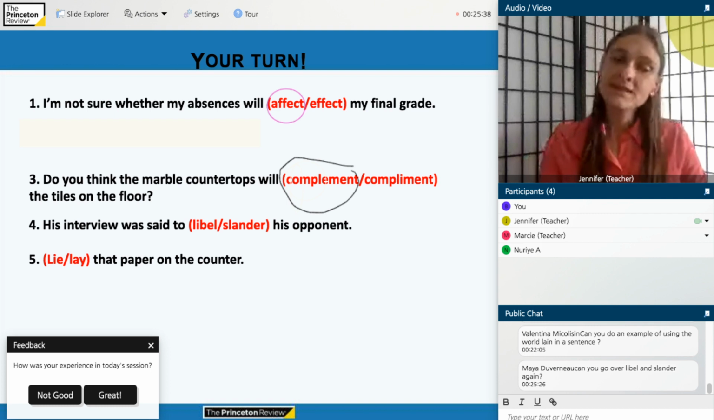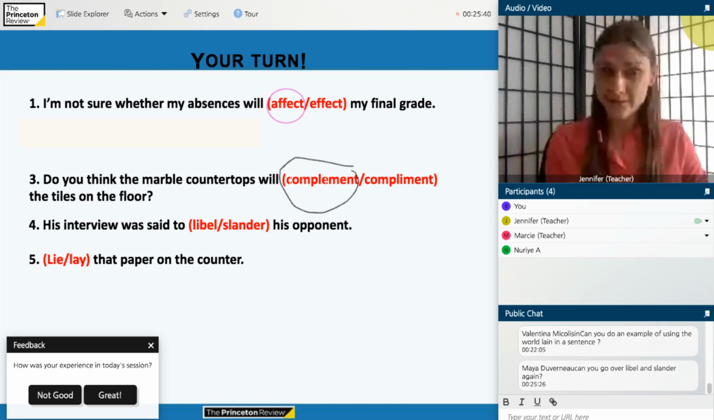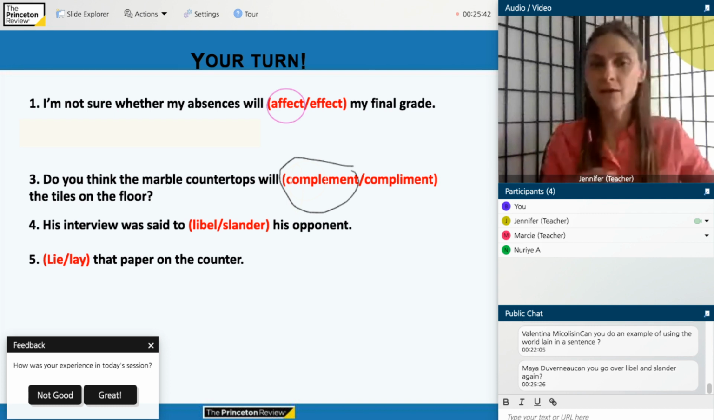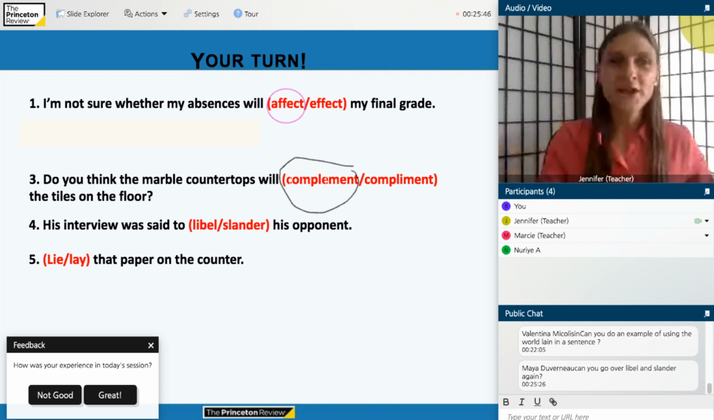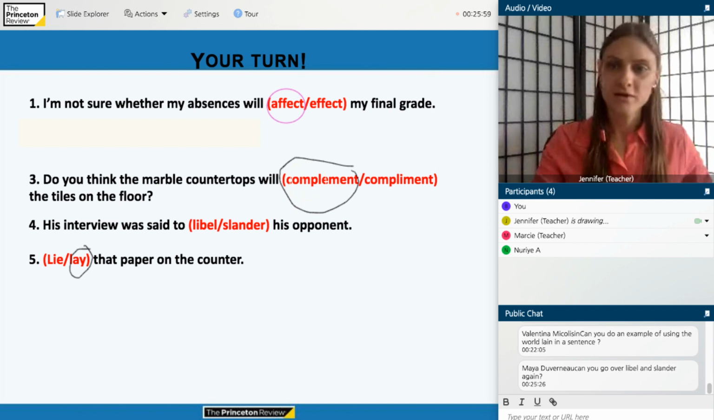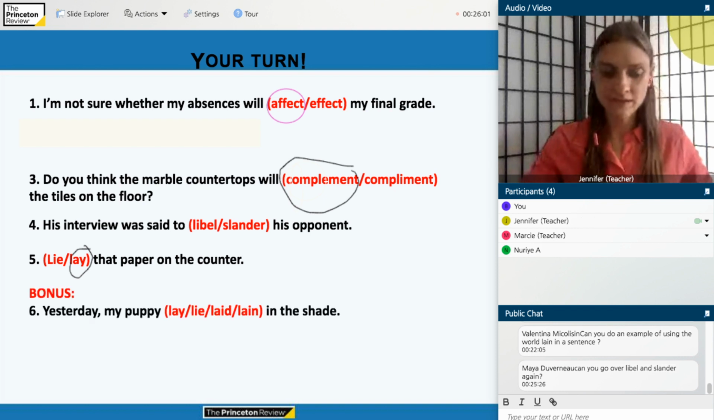So lie and lay, we're doing something to something, right? It's not about being horizontally reclined in a horizontal position. So for this one, I'm going to say, lay that paper on the counter. Lay that paper on the counter. Okay. And then a last one here.